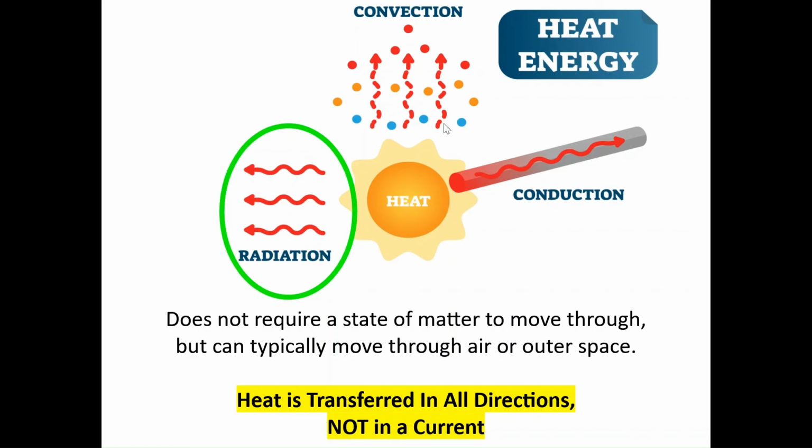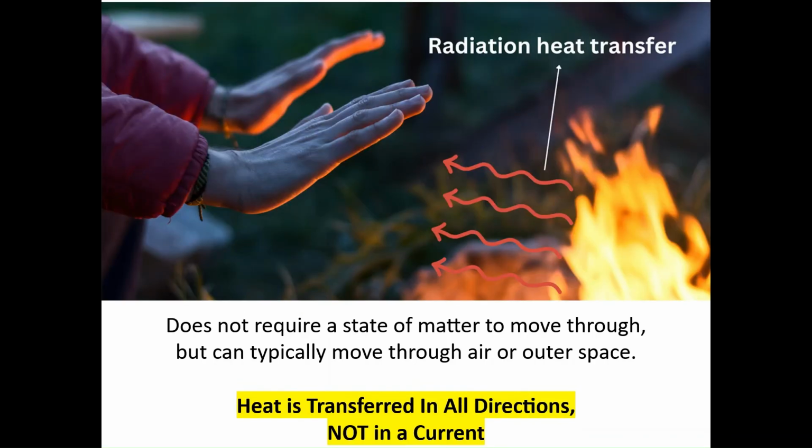Conduction is through direct contact. Convection is requiring liquids and gases. Radiation really doesn't require anything. It can go through the air, but it doesn't have to. It basically follows its own rules. It just transfers heat from one thing to another in all 360 degrees.